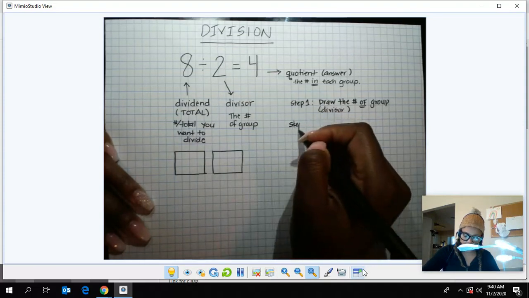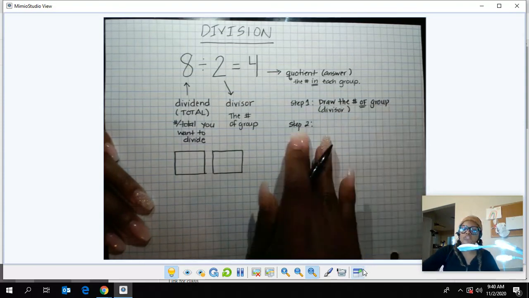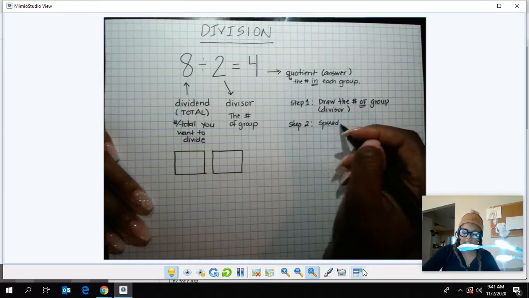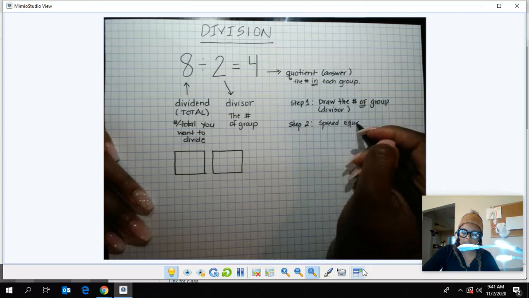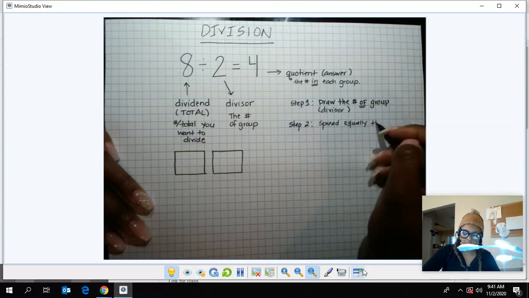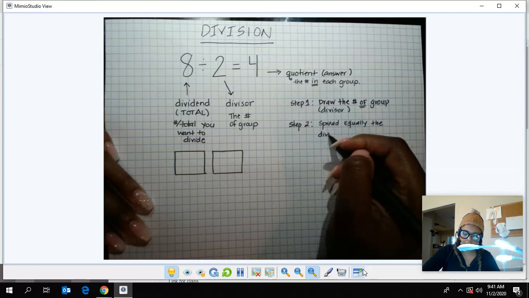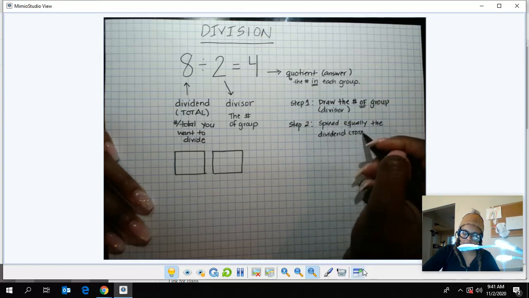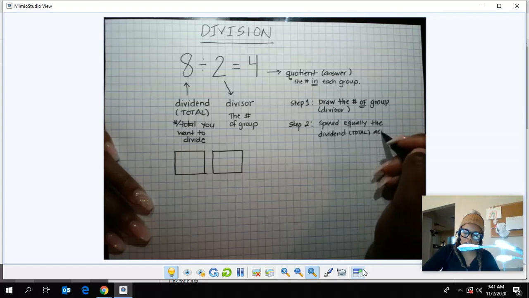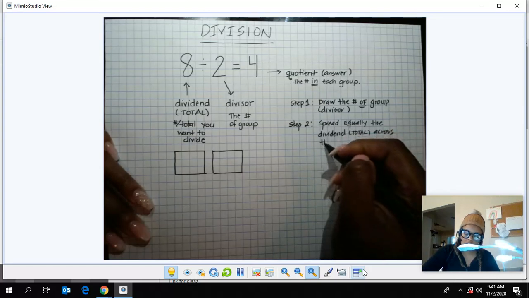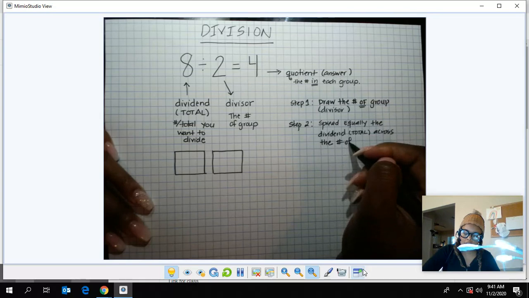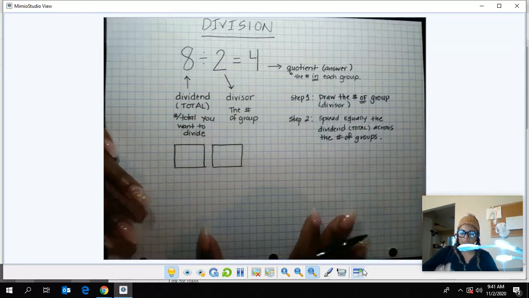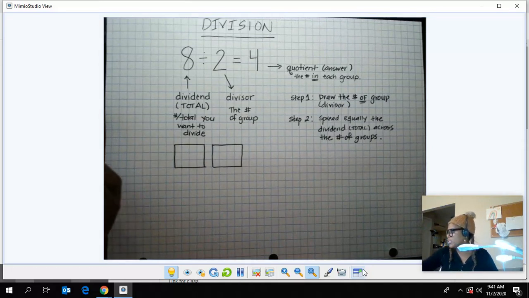Step 2, we're going to spread, I like the word spread, equally the dividend, which is our total, across the number of groups. Let me tell you what that looks like.